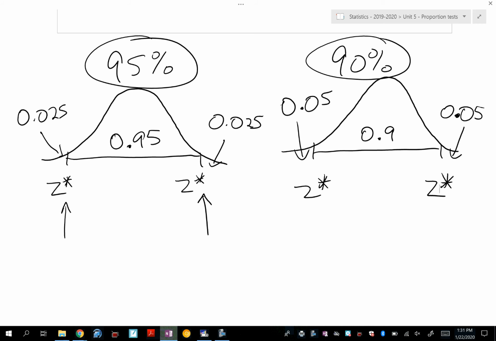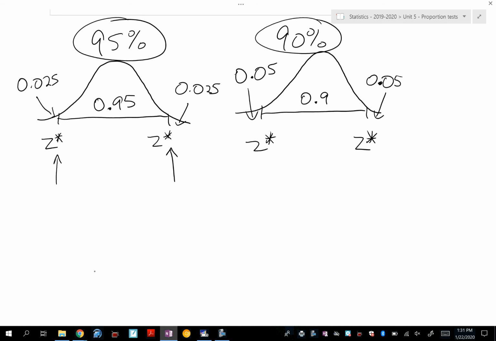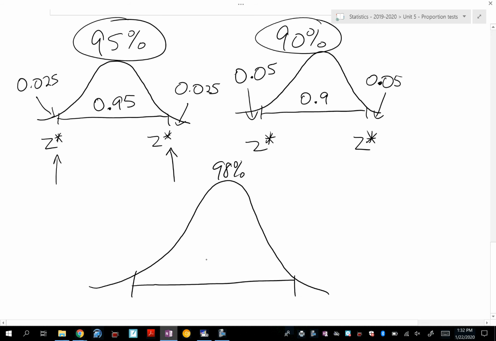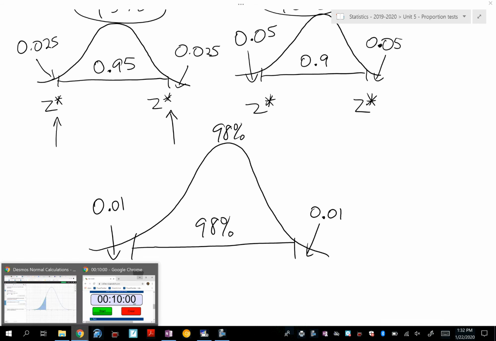So let's say, instead of these two, which you should memorize, let's do one more, that it's 98% confidence. I've seen that one before on the AP test. So if it's 98% confidence, how much is in each tail? There's 1% in each tail, 0.01, because there's 2% left. And if you split it into two spots, you get 1%. So for the z star on the left, I'm going to type in 0.01.